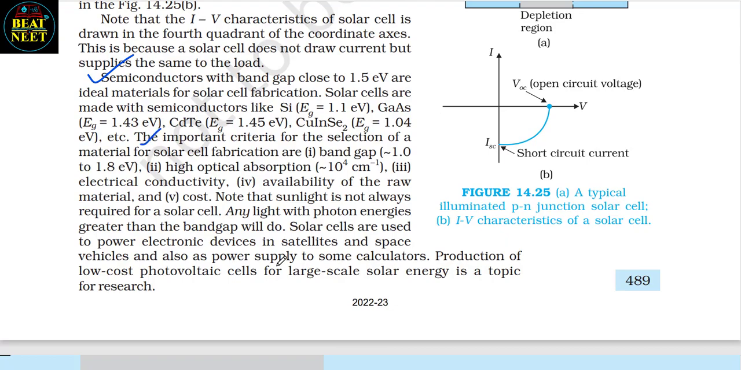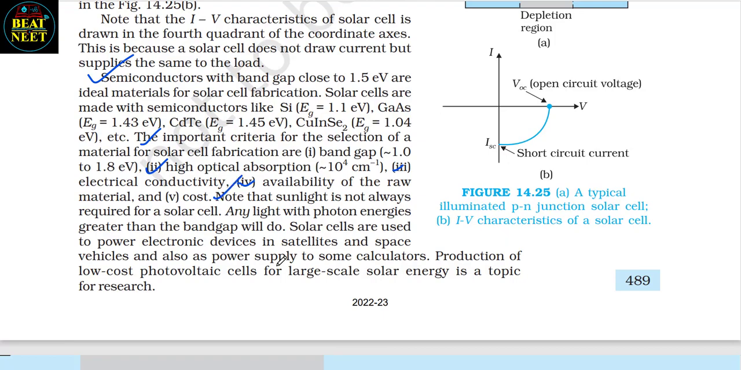The important criteria for the selection of a material for solar cell fabrication are: number 1, band gap, that is approximately 1 to 1.8 electron volt. Number 2, high optical absorption, that is approximately 10 to the power 4 per centimeter. Number 3, electrical conductivity. Number 4, availability of the raw material, and the 5th is cost.